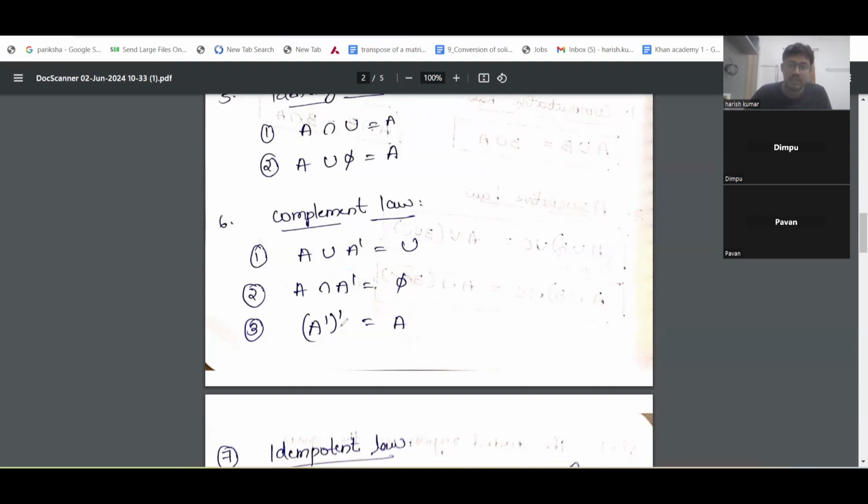Now what is A complement whole complement? It's A, right? Because what you will get? First of all, A complement. So this is my A. A complement is you will get all this. Again, its complement, I have to remove that and take everything else. So that will be again A only. Right? Understood these three laws?